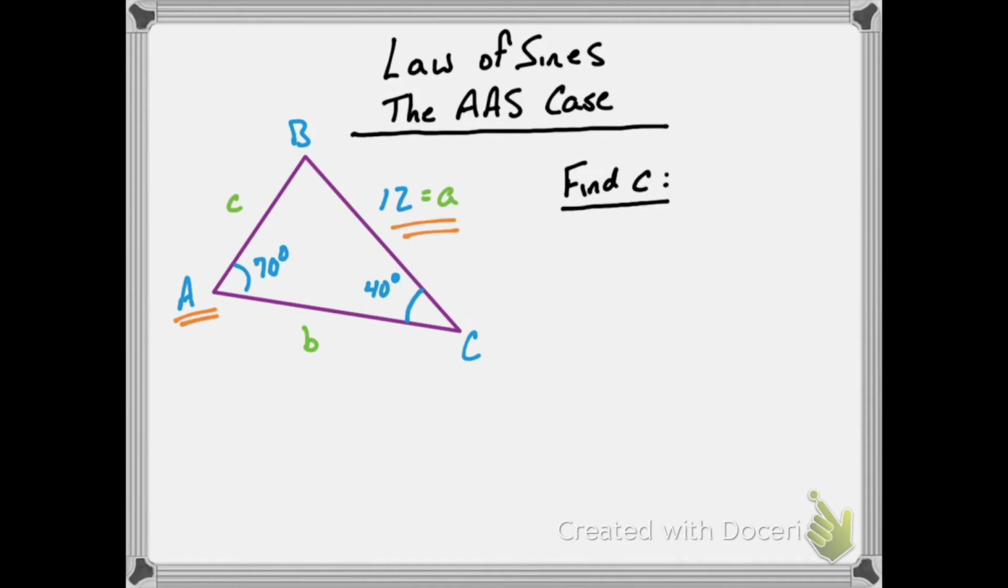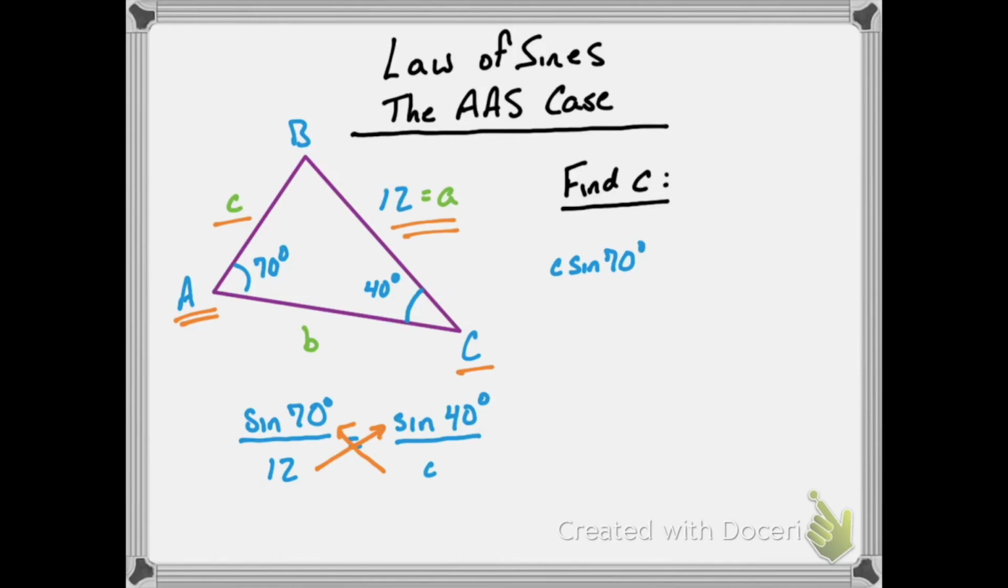We can see that we have angle A and side A. That's going to be the ratio that we want to use because we know both parts of it. So we can say sine of angle A over side A, 12, is equal to sine of angle C, 40 degrees, over side C, the unknown side that we're looking for.